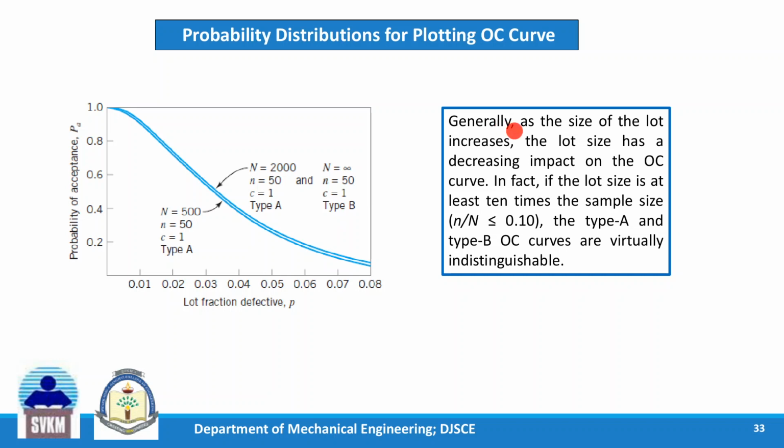Generally, as the size of the lot increases, the lot size has a decreasing impact on the OC curve. In fact, if the lot size is at least 10 times the sample size, that is small n by capital N is less than or equal to 0.1, the type A and type B OC curves are virtually indistinguishable.